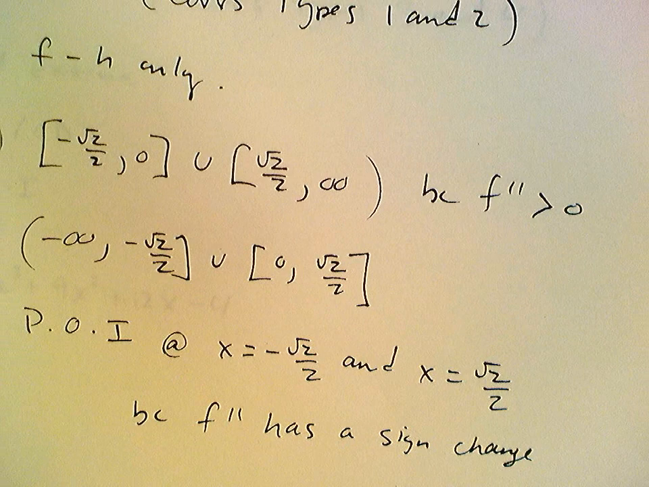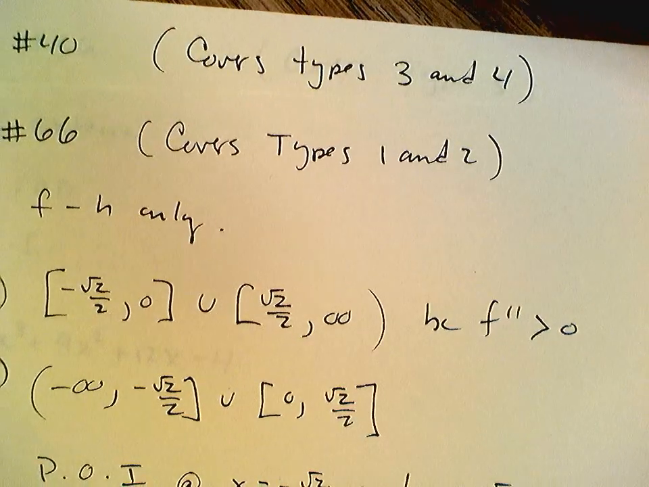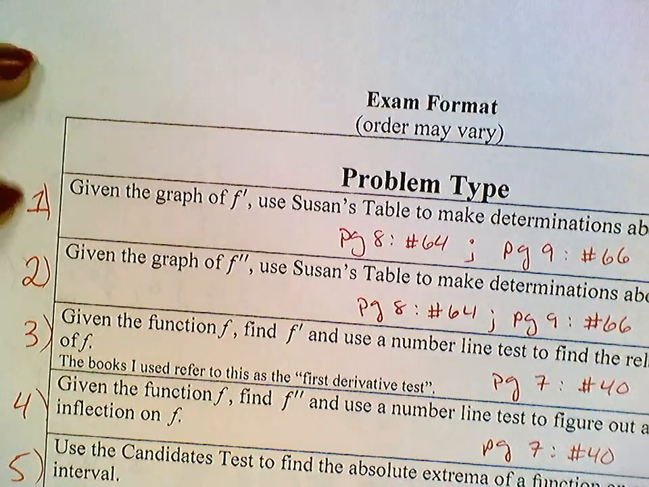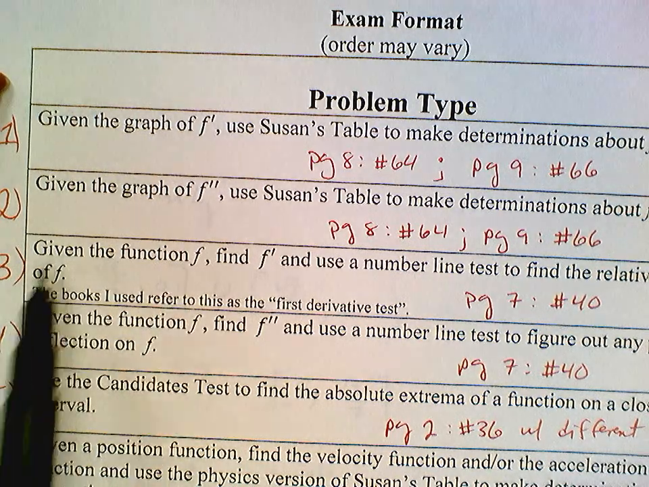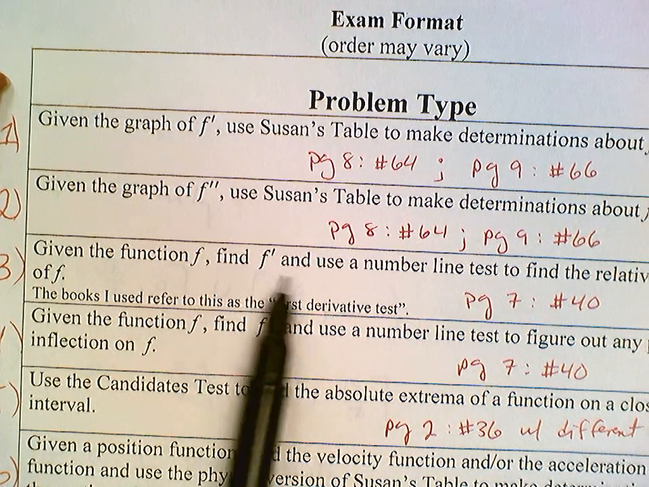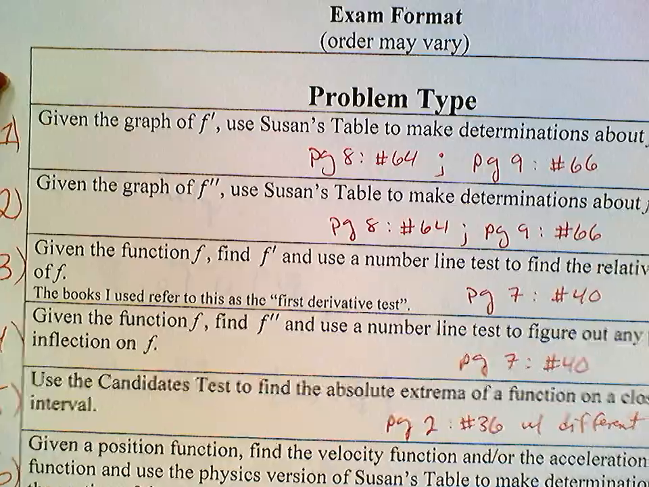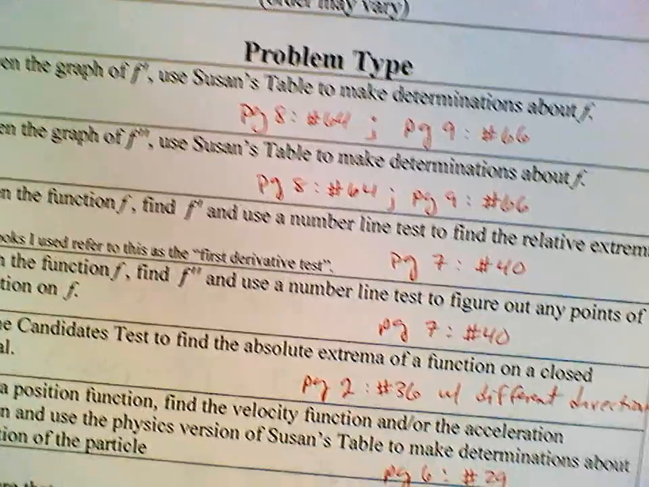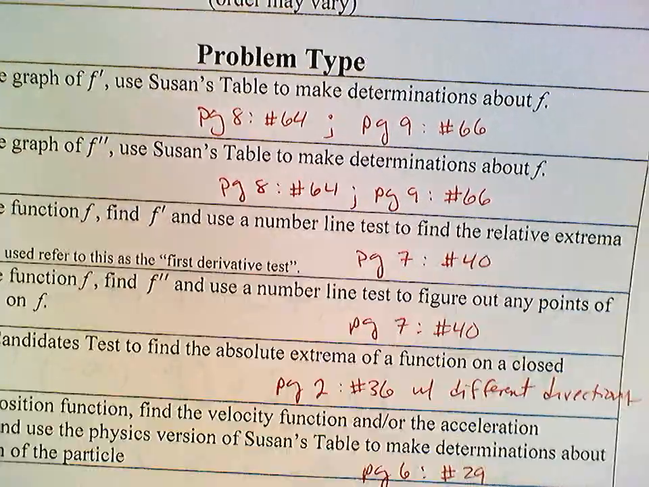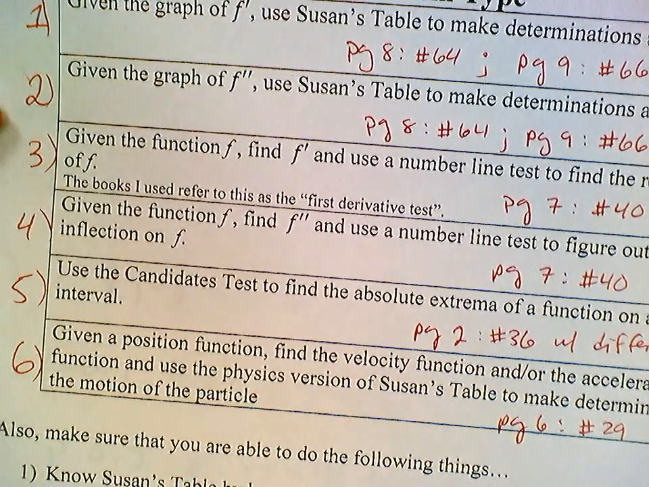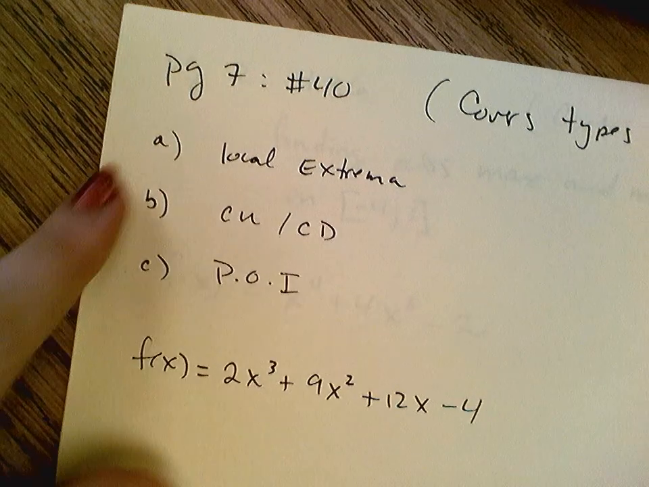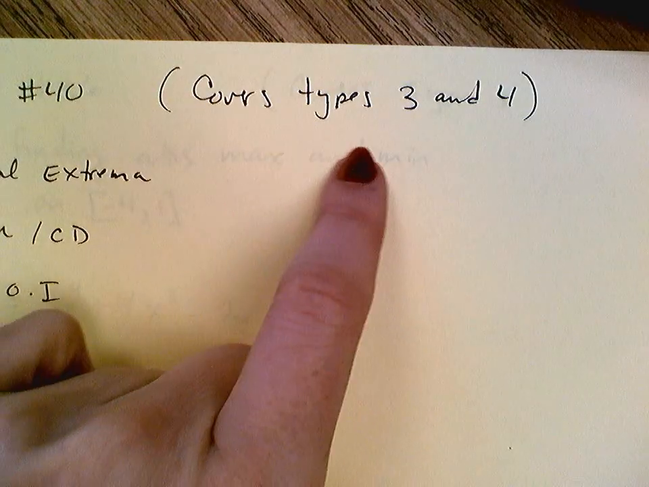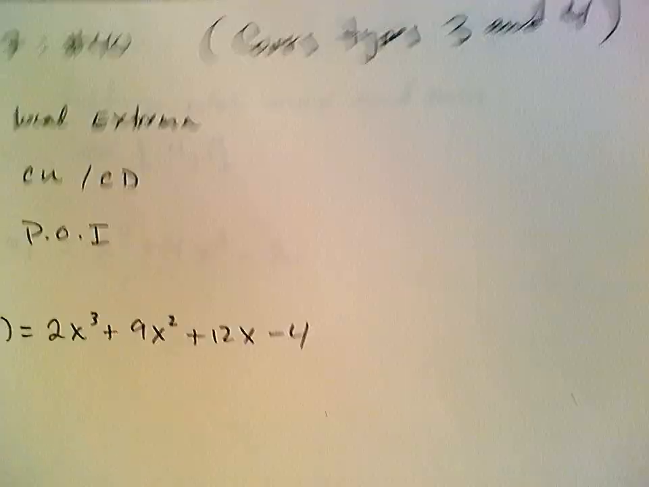Okay, so those examples we just did cover problem types 1 and 2. Now we'll move on to problem type 3. Given the function f, find f prime and use a number line test to find the relative extrema of f. So we'll do page 7, number 40, and actually we're going to cover problem types 3 and 4. Okay, so page 7, number 40 covers types 3 and 4.